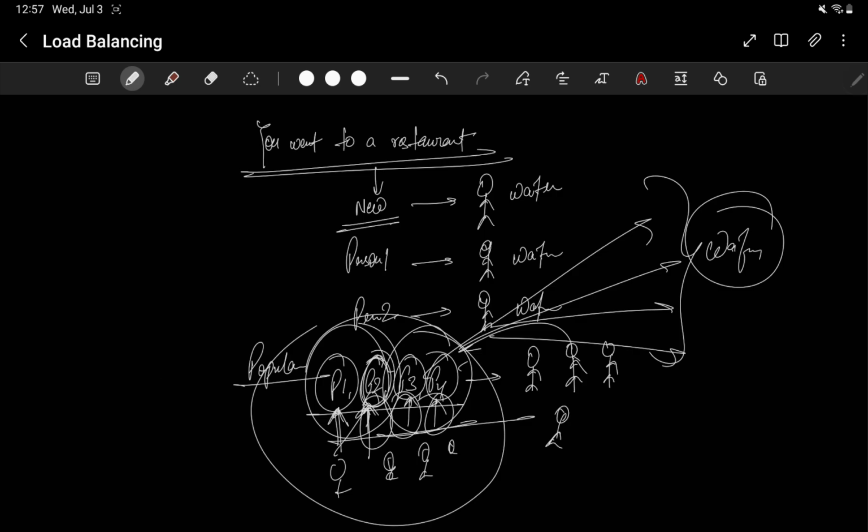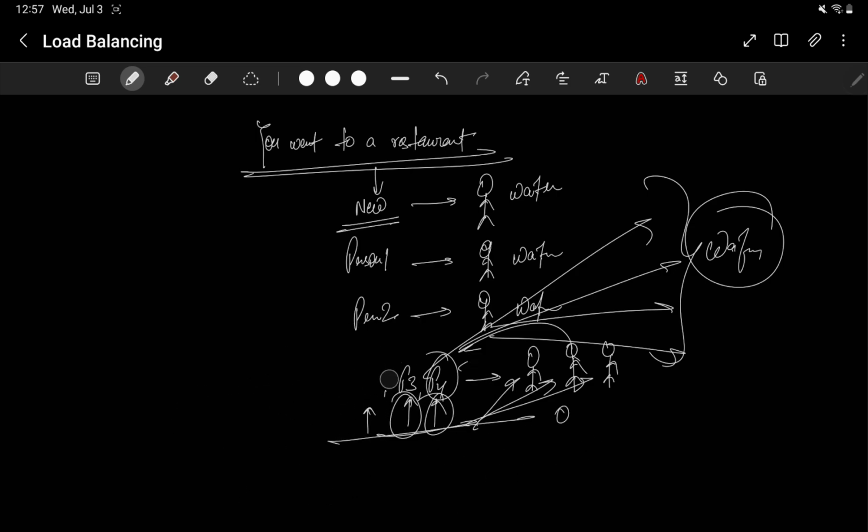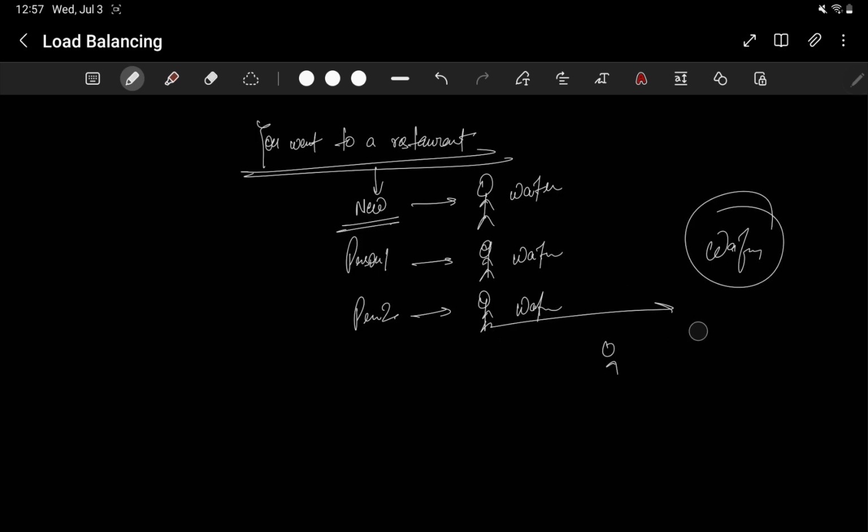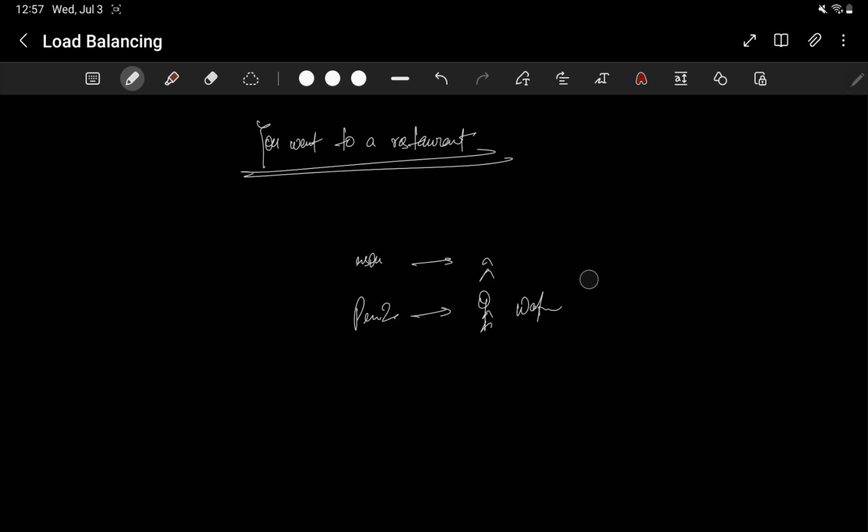But again, how will we decide how to distribute load to which waiter? We need to know which waiter is free and which is not. I'll talk about that later. Right now we understood what load balancing is using the example. It's a very easy example, and the name suggests everything, so we don't even need that example, but okay, let's go into the technical definition.